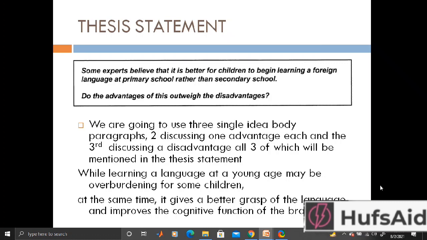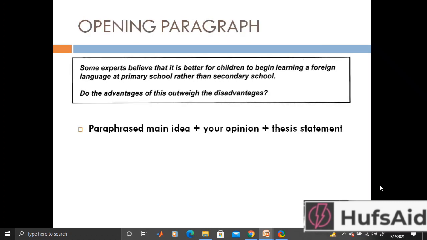So, the opening paragraph. The opening paragraph is the combination of the paraphrase, main idea, your opinion, and thesis statement. The reason I write the opening paragraph in parts is just to illustrate better. Obviously, if you are writing in the exam, you will write the opening paragraph in one go. You don't have this much time.